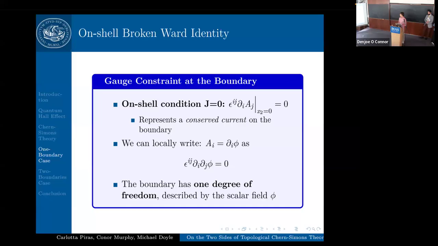So in particular, we want to have a look at the on-shell broken Ward identity. This requires that j is equal to 0. And what we end up with is that this term that lives on the boundary is now equal to 0. So this represents a conserved current on our boundary. And importantly, we can now write our gauge field A as a derivative of some scalar field phi, which ends up being our one scalar degree of freedom on our boundary.